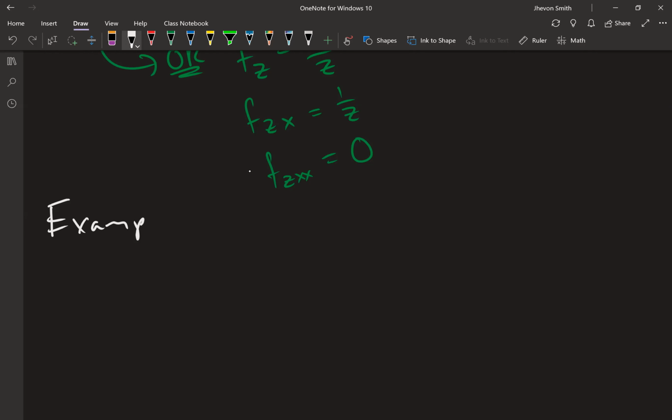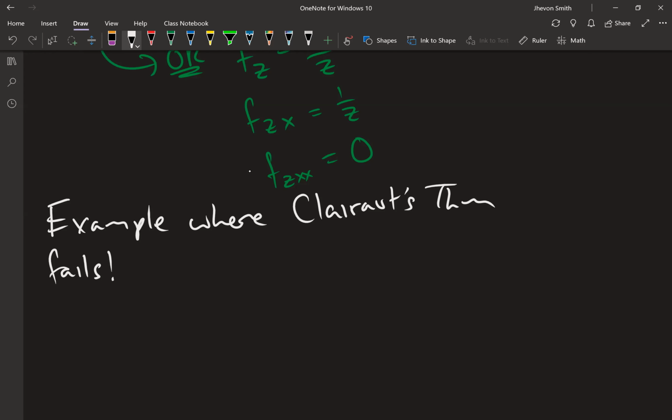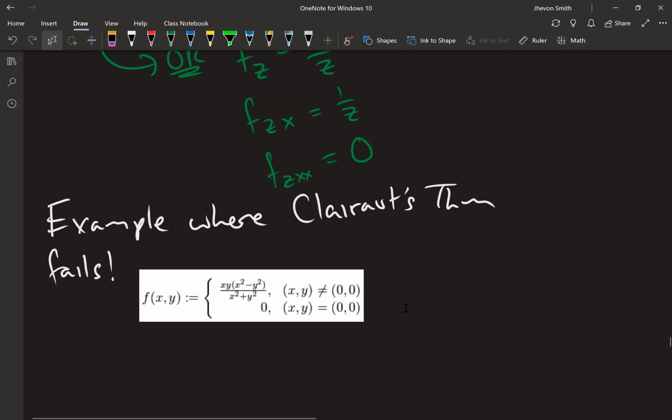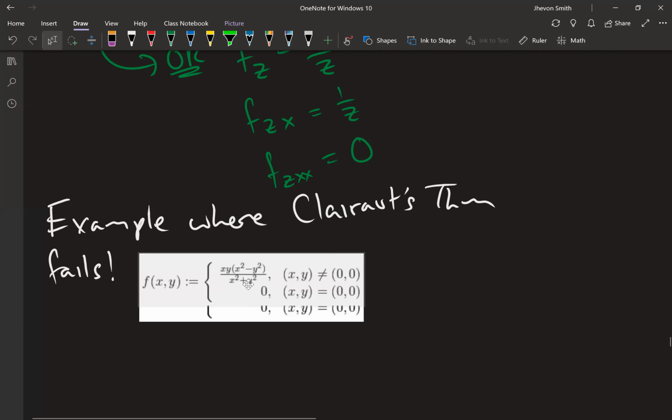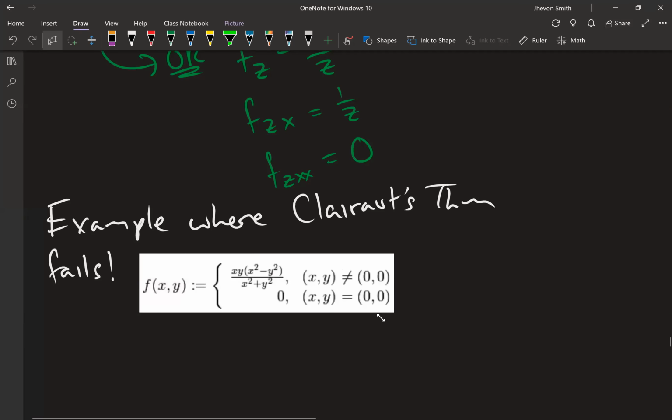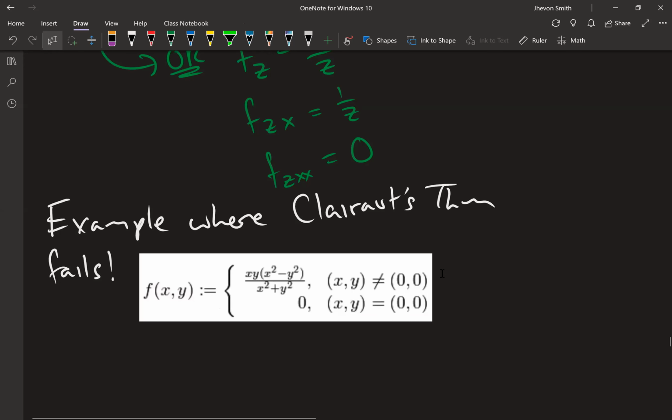Example where Clairaut's theorem fails. It's really not an example that you would know off the top of your head. It's going to be very exotically written. So something like that is an example.